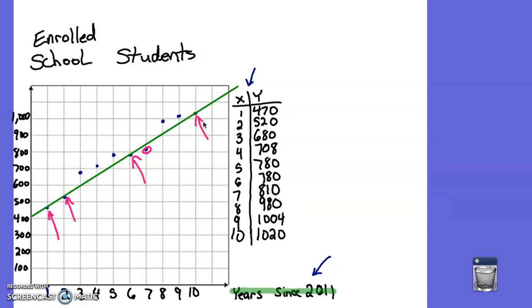But also notice what I have here. The overall correlation of this is positive. So this is a positive correlation.